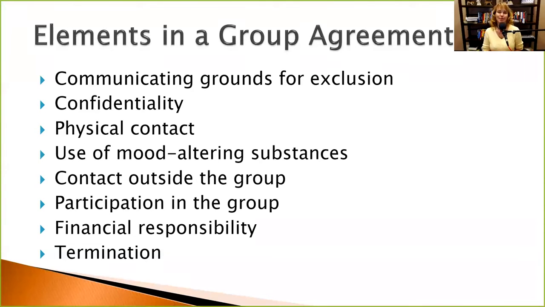Elements in group agreements: communicating the grounds for exclusion. So who gets kicked out or who can't join this type of group? What kinds of things would create a situation where you would be discharged from group? How do we handle confidentiality? How do we handle physical contact? In mental health groups, people will get upset, people will cry, people will get frustrated, and some other people may want to reach out and physically comfort. Is that okay? How do you handle that? What is okay? What is not okay?